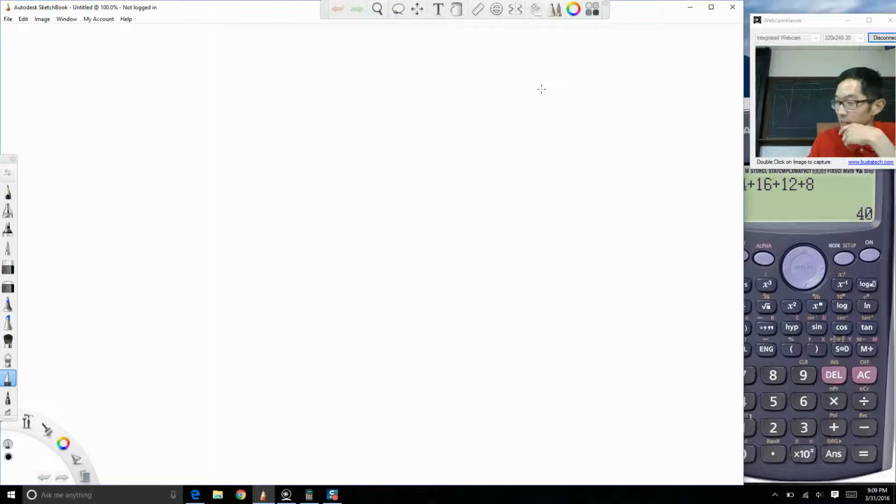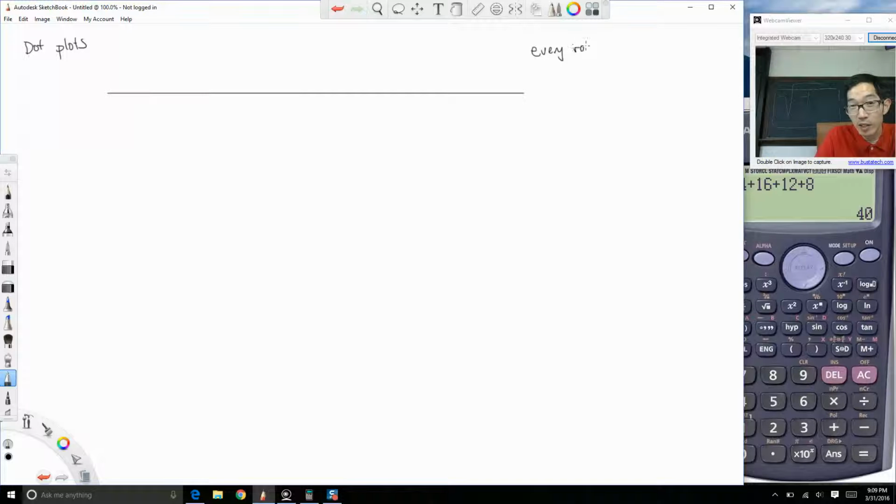Okay, we also have dot plots. With dot plots, basically every row, or observation, gets a dot. And again, this is for numeric data.